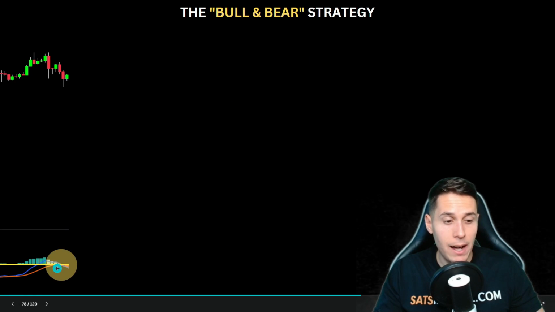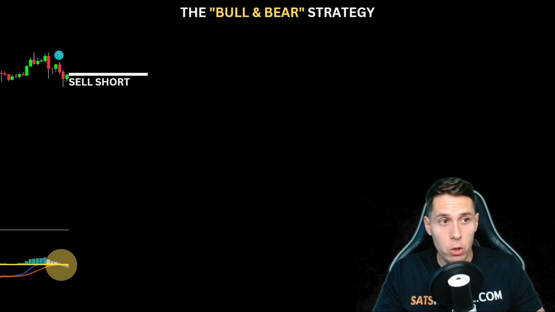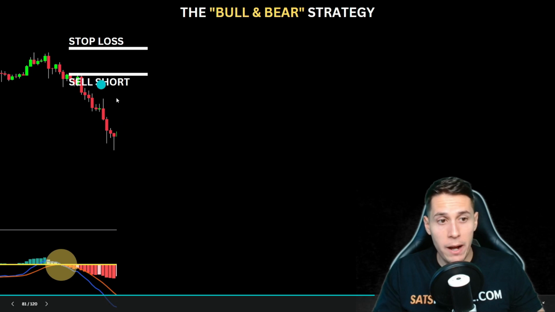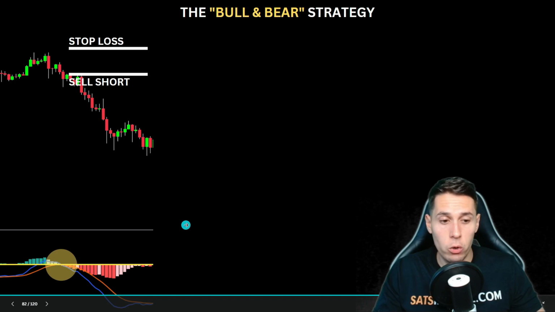So we have here a bear cross in the bear control zone. So what do we do? Well, we sell short. Where do we place our stop loss? Well, we place it above the last swing high here. Now we just have to sit on our hands and look what happens. Price goes down. Are there some reasons for concern here, guys? Well, not really. The market structure is bearish. The momentum is intact. No reasons for concern.